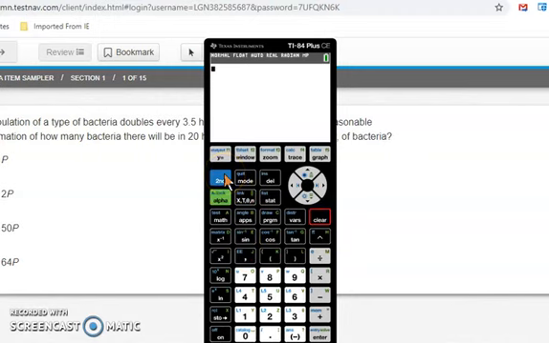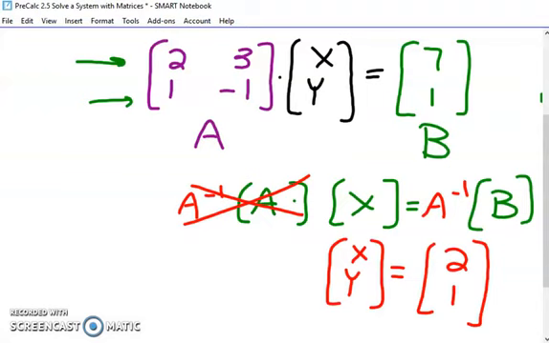And now I'm going to go A to the negative 1 times B. So the inverse of A, so I'm going to first get my matrix. I want it to say A, so I'm going to do name of A. I'm going to go to the negative 1 times B. A to the negative 1 times B. I hit enter, and what do you know? I get 2, 1. All right?